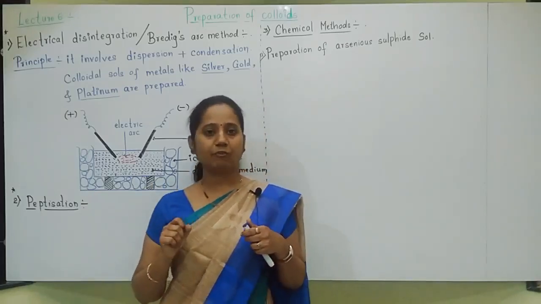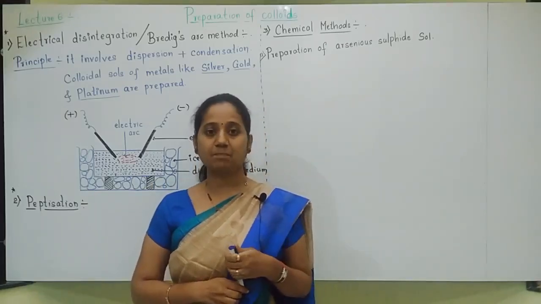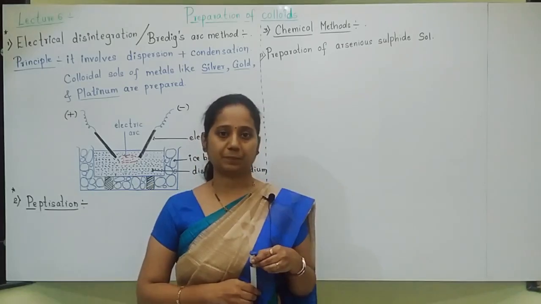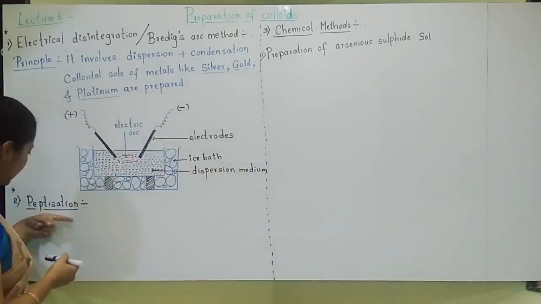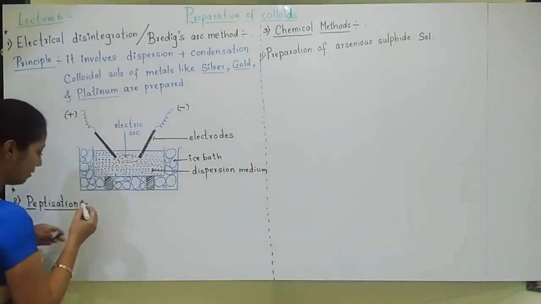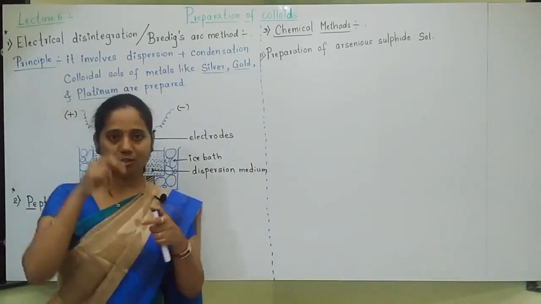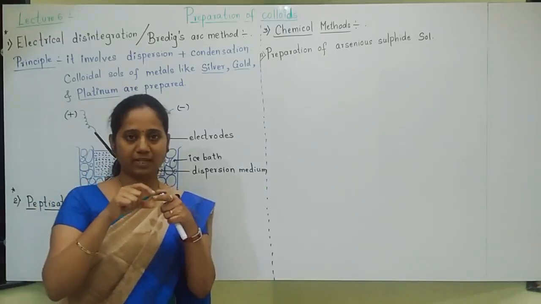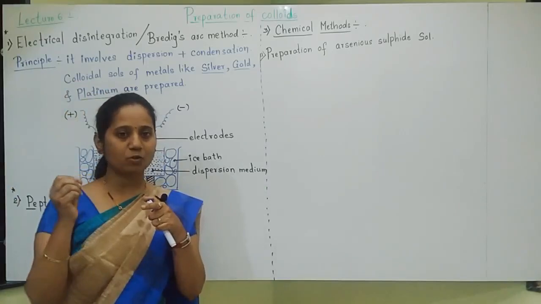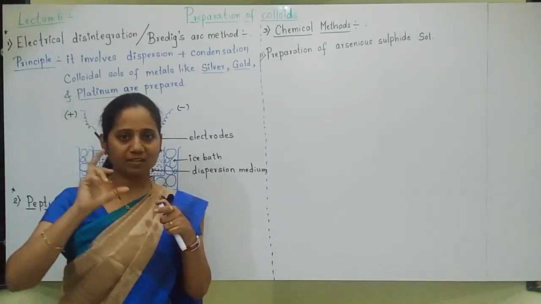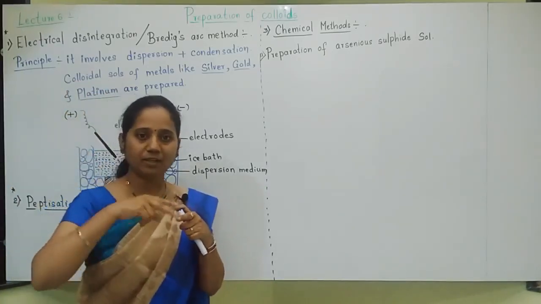Small amount of electrolyte, whatever is used, that is called as peptizing agent. Okay, so students, let us write down what is peptization. I hope you understood. Freshly prepared precipitate will be there. In that, what we have to add? Dispersion medium plus small amount of electrolyte. Shake it. By shaking, what will happen?